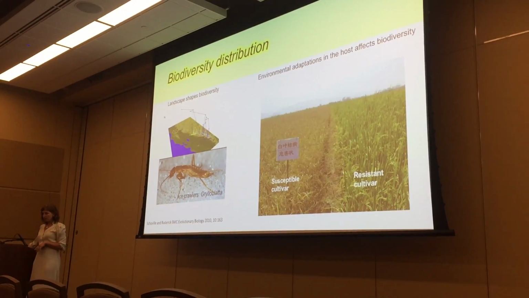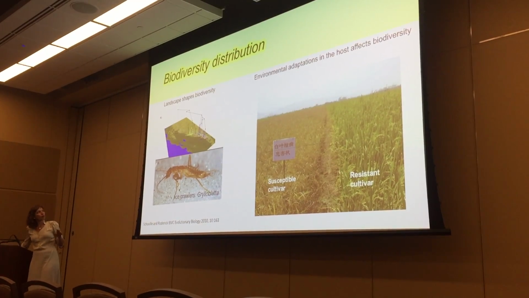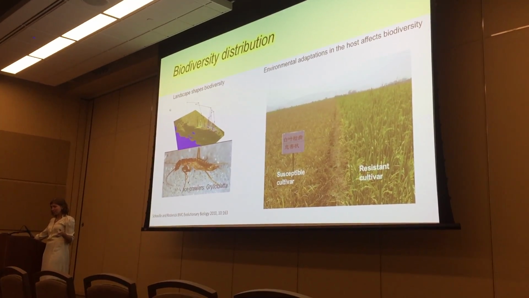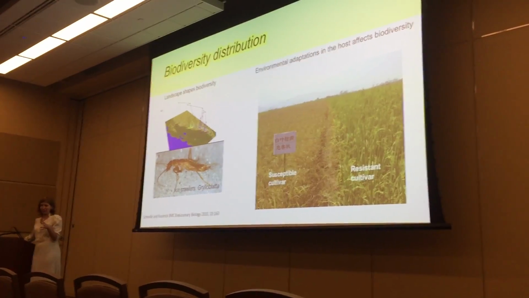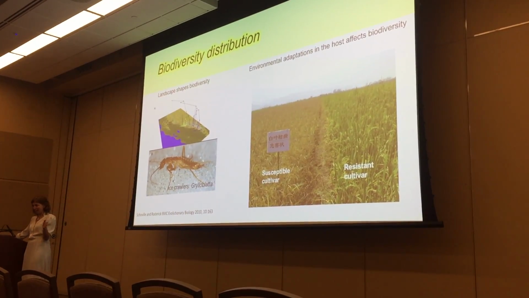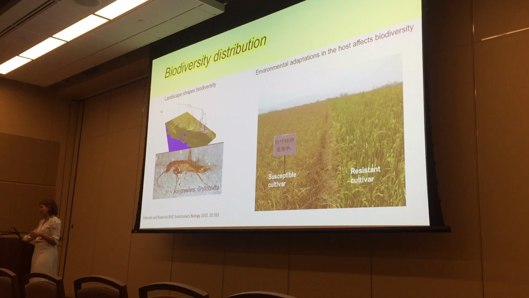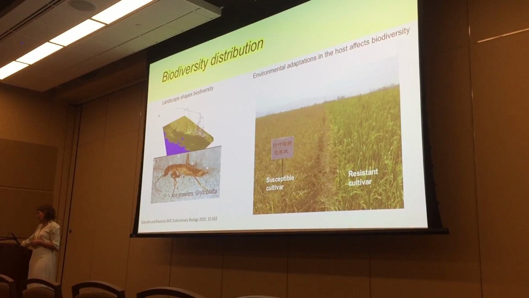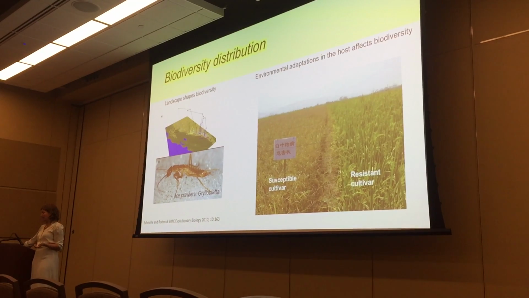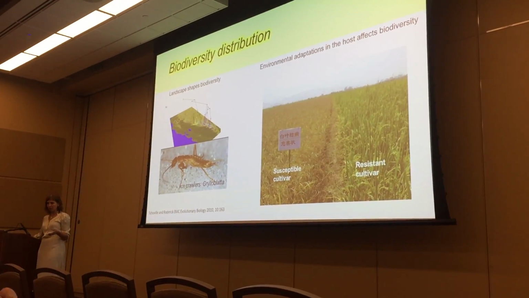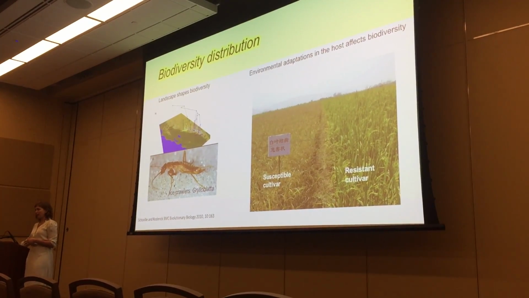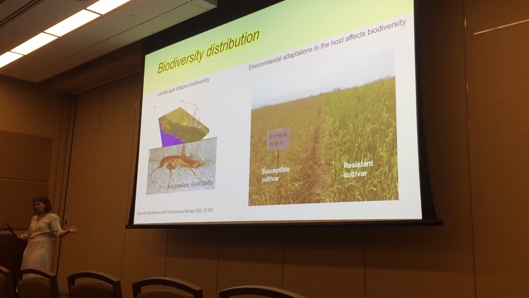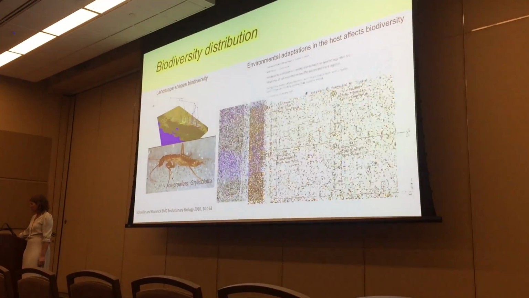So now switching gears into biodiversity distribution. We know that the landscape shapes biodiversity. And so we should not expect all sites that we visit to have the same biodiversity distribution of organisms from microbes to mammals, right? And we also know that environmental adaptations in the host should affect biodiversity. If you are a healthy plant or a non-healthy plant, you might have a different community that can live on you or can use your resources.